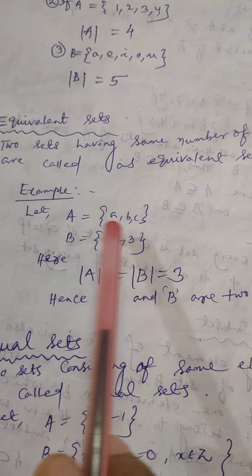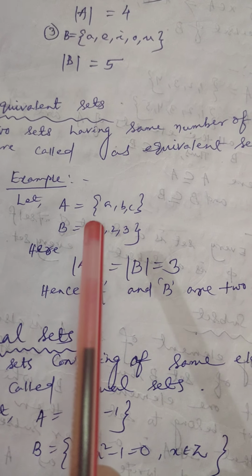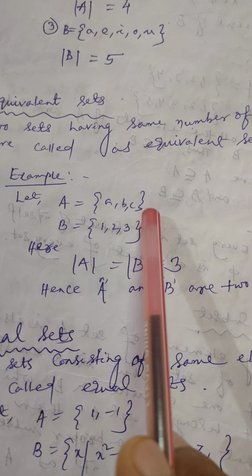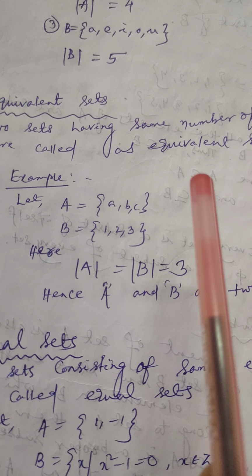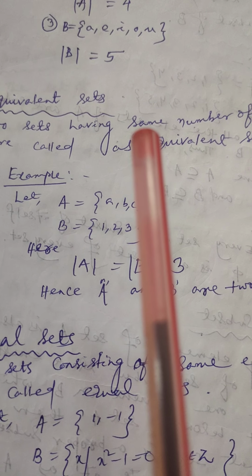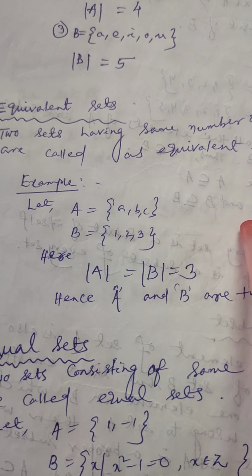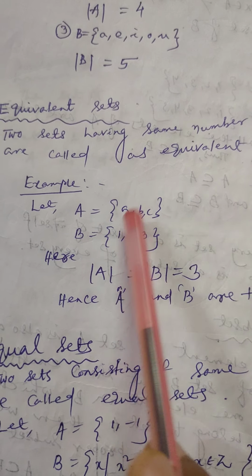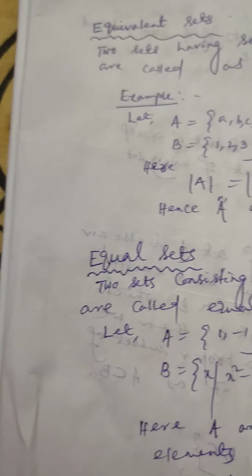Let A be the set having elements a, b and c. B be the set having elements 1, 2 and 3. Here A has 3 elements, B also has 3 elements. A, B both have 3 elements each. Cardinal number of A is therefore 3. Cardinal number of B is also 3. Therefore, they have the same number of elements. Their cardinal numbers are the same. Therefore, A and B are called equivalent sets.